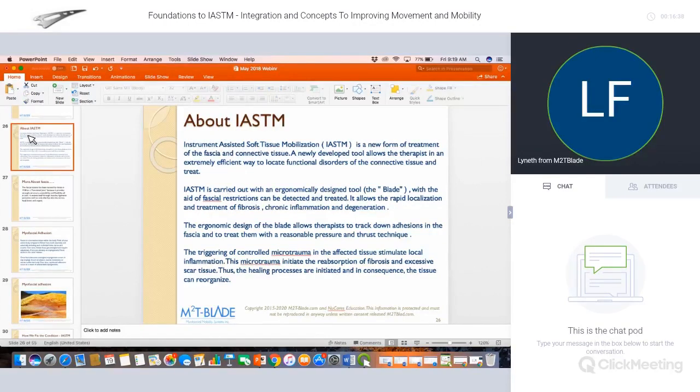Instrument-assisted soft tissue mobilization is a new form of treatment of fascia and connective tissue. A newly developed tool allows the therapist an extremely efficient way to locate functional disorders of the connective tissue and treat them. It is carried out with an ergon-designed tool, ours is called the Blade, with the aid of which fascial restrictions can be detected and treated. It allows for rapid localization and treatment of fibrosis, chronic inflammation, and degeneration. The ergon design of the Blade allows the therapist to track restrictions and treat them with reasonable pressure and thrust techniques. We only suggest about 6 to 8 pounds of pressure using this tool. Our goal is not to create bruising, petechiae, redness, and swelling.